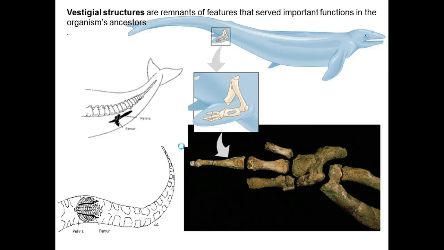Another evidence is looking at vestigial structures, which are remnants of features that served an important function in an organism's ancestor. For example, why would a whale have hind feet, or a pelvis and femur, even though it doesn't use them? Or why would a snake have a pelvis and a femur?